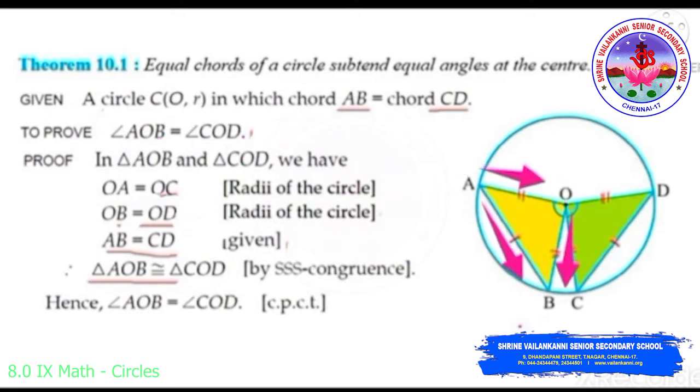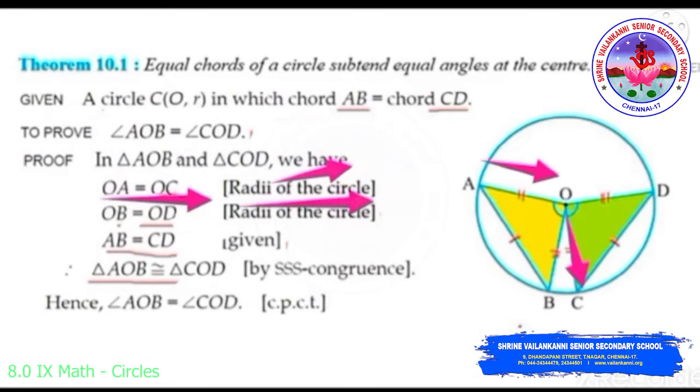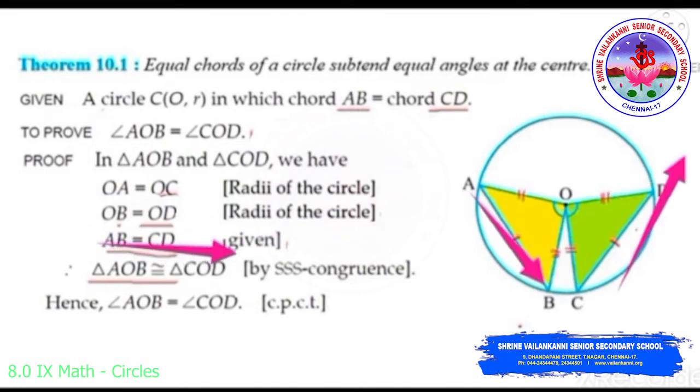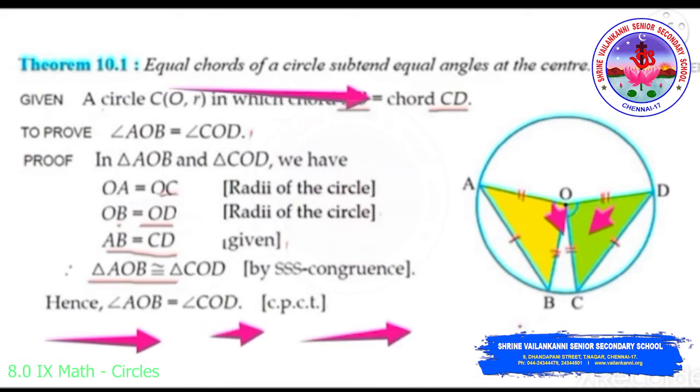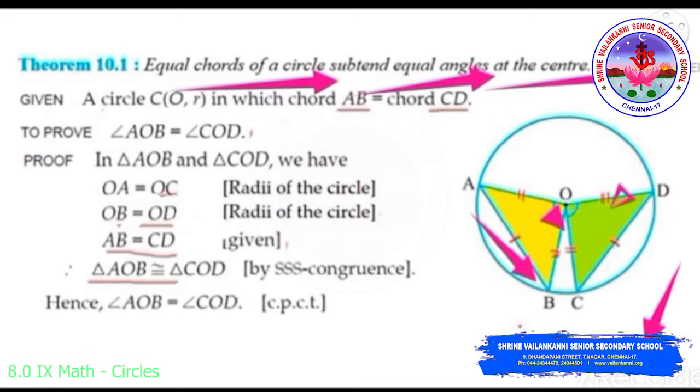Let us consider triangle AOB and triangle COD. We have OA is equal to OC, radii of the circle. OB is equal to OD, radii of the circle. It is given in the statement that AB is equal to CD. So all 3 sides of triangle AOB and triangle COD are equal. So by SSS congruence criteria, triangle AOB is congruent to triangle COD. Hence by CPCT, angle AOB is equal to angle COD. Hence I proved that equal chords of a circle subtend equal angles at the center.